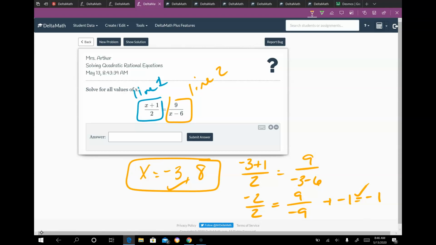Okay, so there's multiple ways to check yourself, multiple ways to solve this, just multiple ways to do these problems. And I've told you guys that in the 6 weeks that we had together.